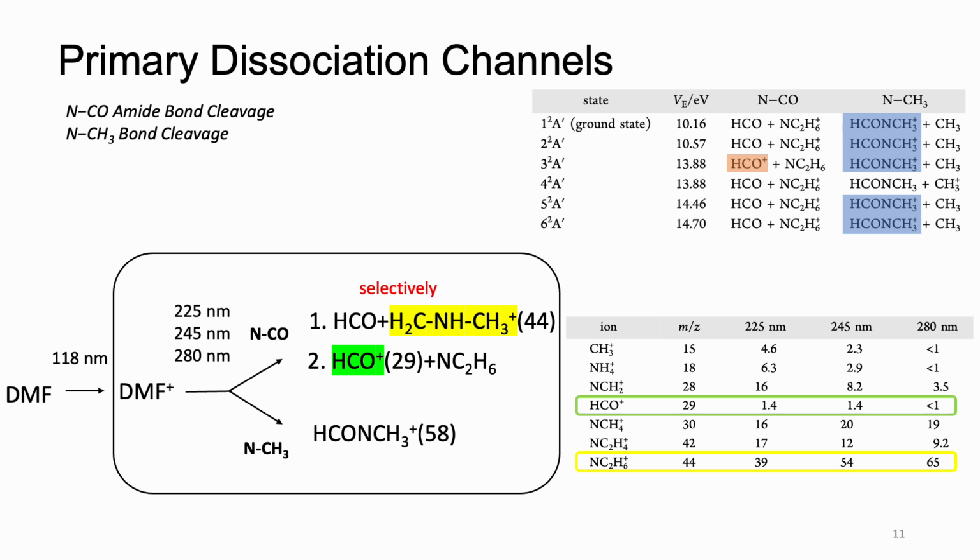We might also expect to observe product from the N-methyl bond cleavage of the DNF cation under UV excitation. According to the table, all low energy states except for the third excited state will produce HCO-NCH3 ion. However, at all three photodissociation energies studied, we observe almost no signal at m/z 55.